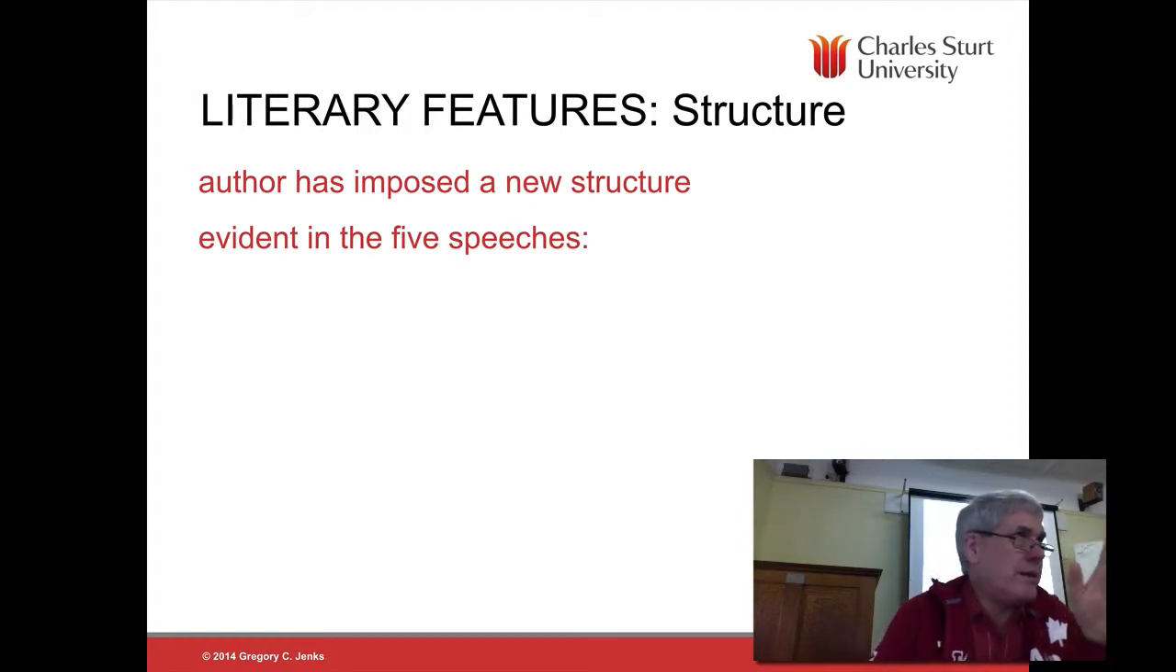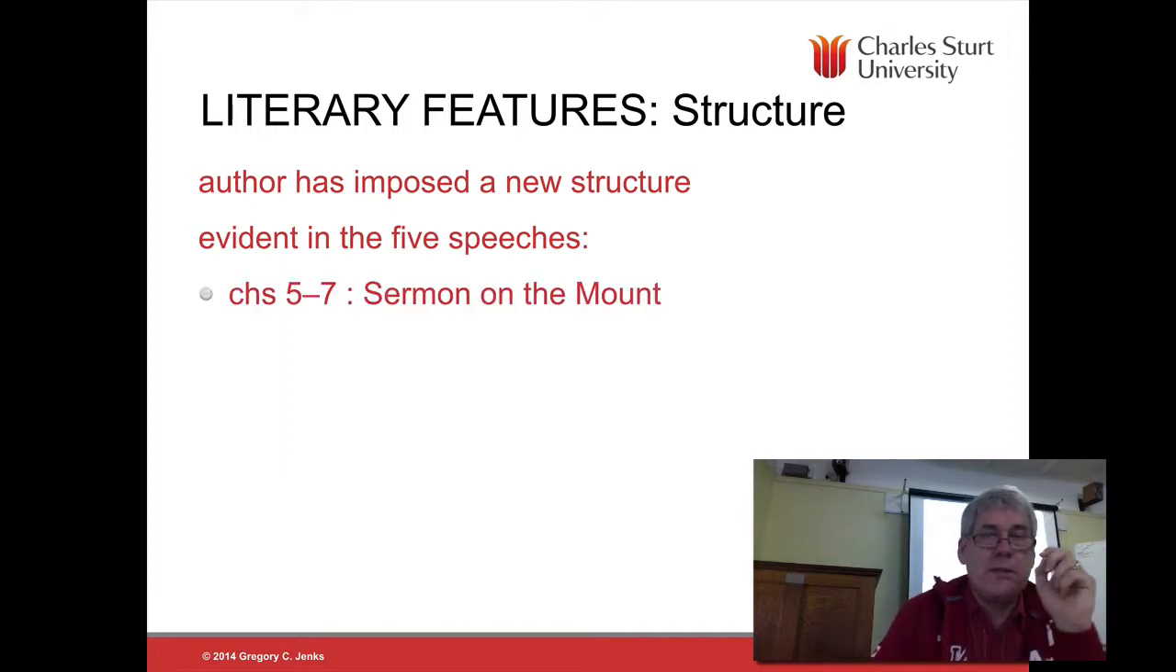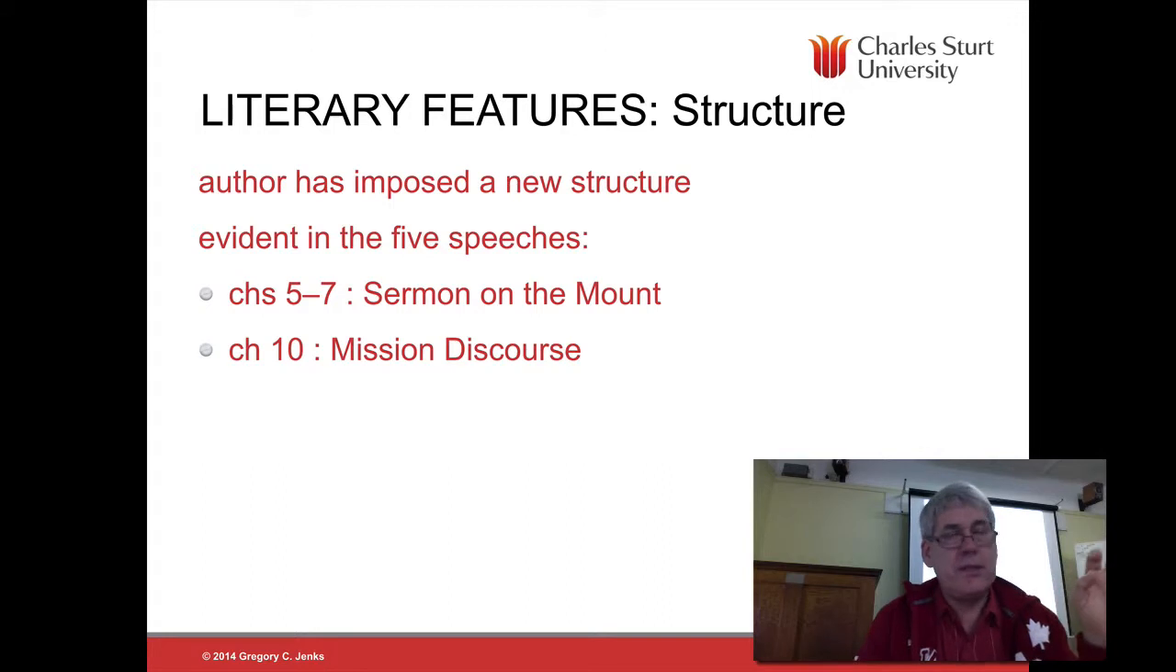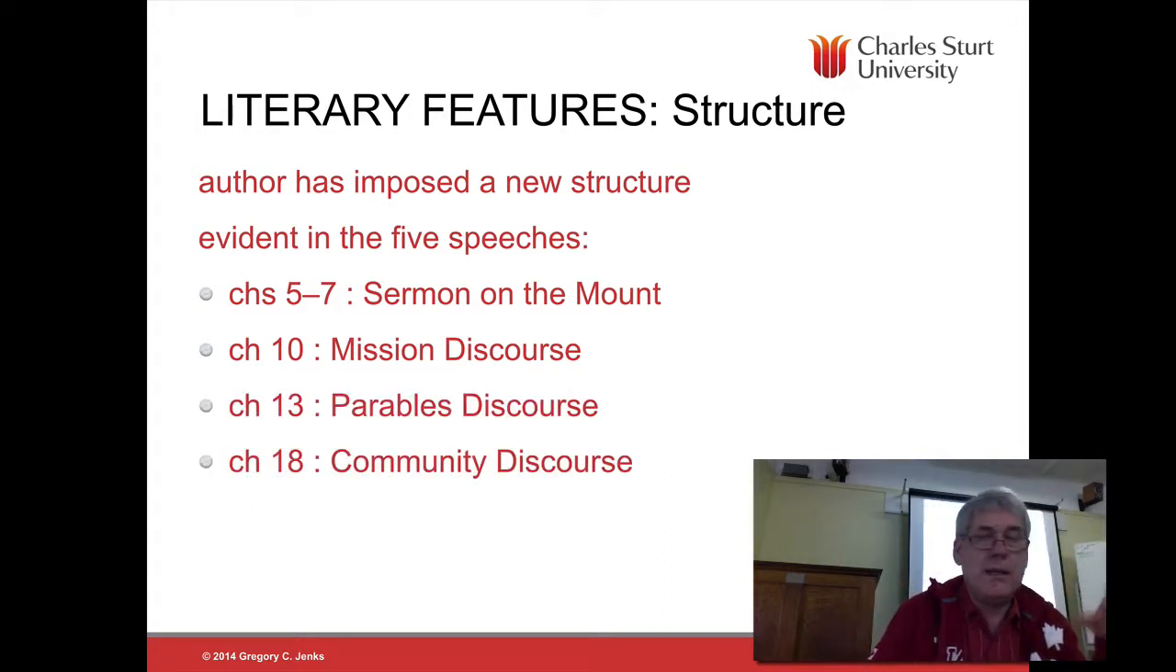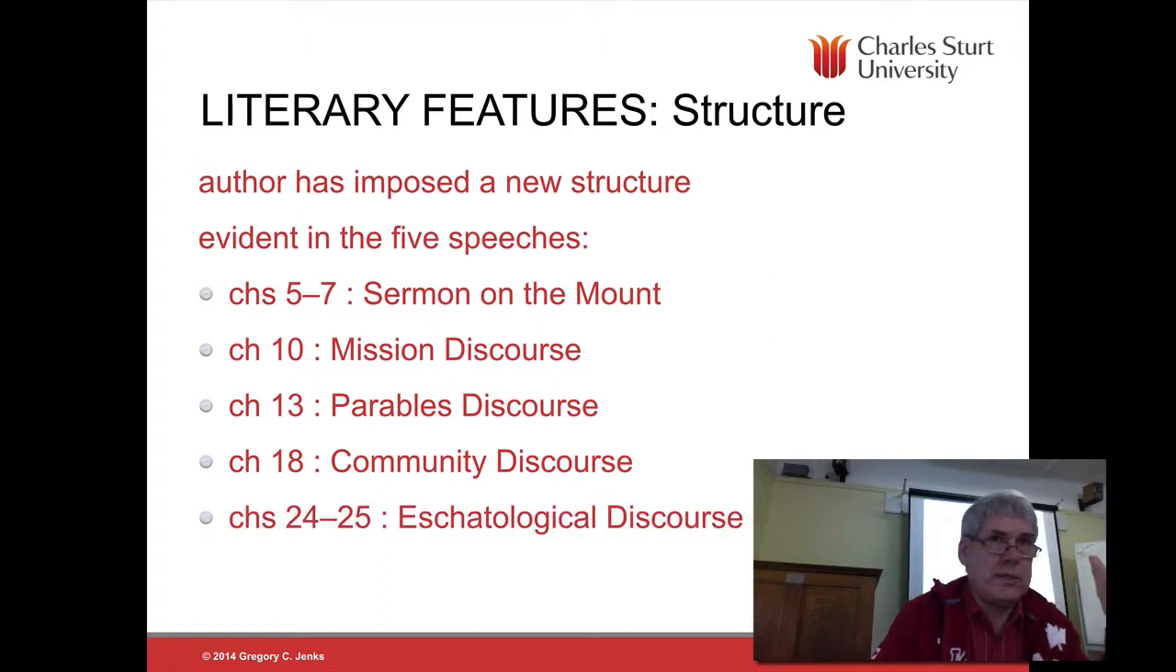The most obvious change, I guess, is the infancy narrative, but the most significant change are these 5 blocks of teaching material, discourses, the 5 speeches or the 5 sermons. The Sermon on the Mount, basically chapters 5, 6, 7, the mission discourse in chapter 10, the parables discourse in chapter 13, community discourse in chapter 18, and the eschatological discourse, chapters 24 and 25.